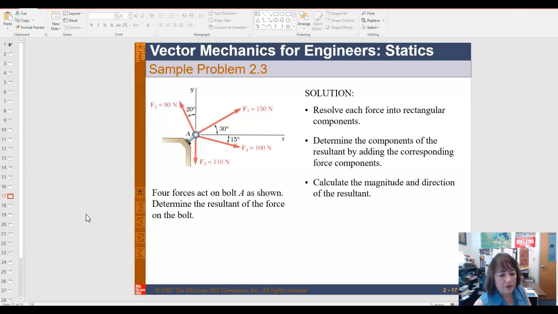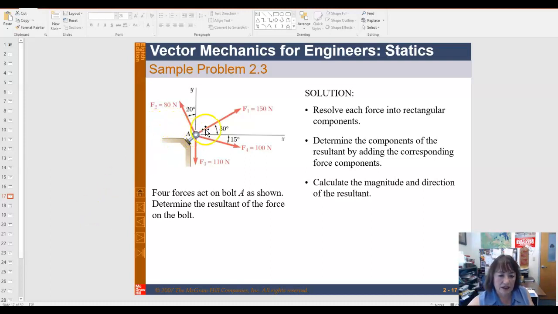So sample problem 2.3 talks about this idea. We have F sub 2, F sub 1, F sub 3, and F sub 4, and they ask us to determine the resultant force on bolt A. So what they're really saying is, what is the one single force we could have that would replace F1, F2, F3, and F4 in terms of what effect it has on A? So we take each of those four forces, break it up into x and y components, and then we add them together vectorially, keep the x components together, the y components together, find the magnitude and the direction.